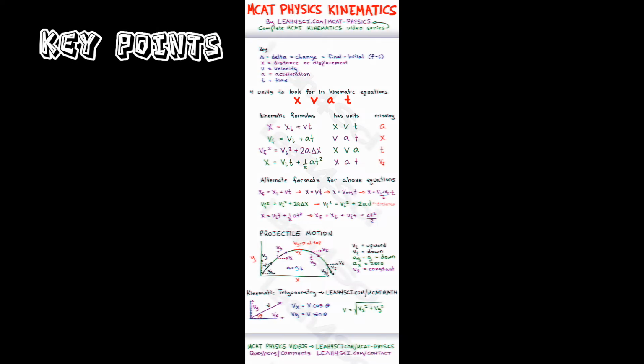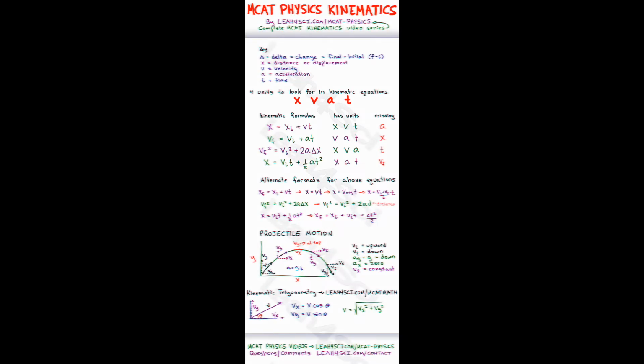The following images that are going to be flashed on the screen are key points for you to have a quaint grasp of what kinematics is all about. Delta equals change, equals final minus initial, which comes to the conclusion F minus I. X stands for distance or displacement, V for velocity, A for acceleration, and T for time. These are the four units to look for in kinematic equations.